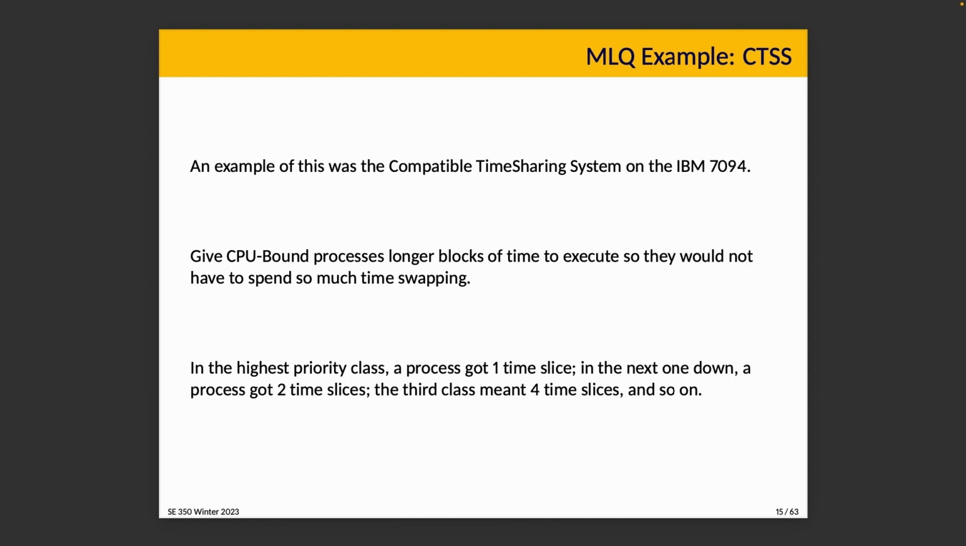And what made this kind of interesting is it was a time-sharing system, so intended for multiple users, and CPU-bound processes were given longer blocks of time to execute so that they would not have to spend so much time swapping. And so things that were in the high priority class, they get one time slice, and the next you get two, third class means 4 time slices, and so on.